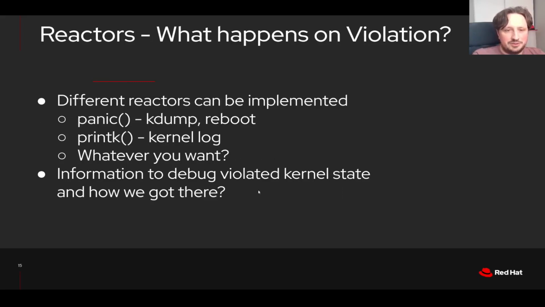Reactors are part of the kernel verifier subsystem. They are modules. They can register new reactors. There are some upstream already. That's panic. It produces some kdump core files, and then you can analyze it with GDB. That would be useful. Or to reboot just your machine. Printk is to provide something in the kernel log, or as I said, it's just a module with a function pointer you need to implement, and then you can have whatever you want. And of course, you usually want something to debug more your violated kernel state and how you got there.